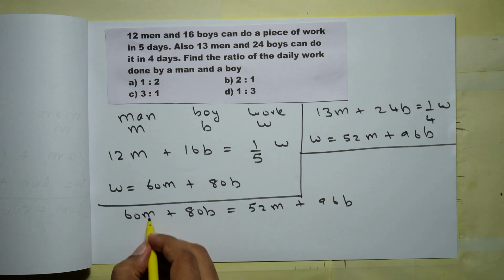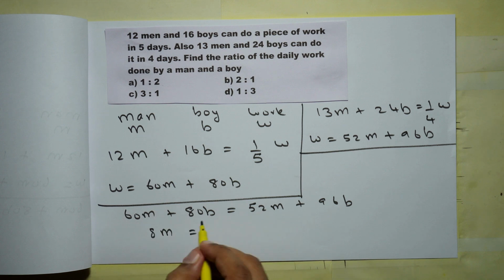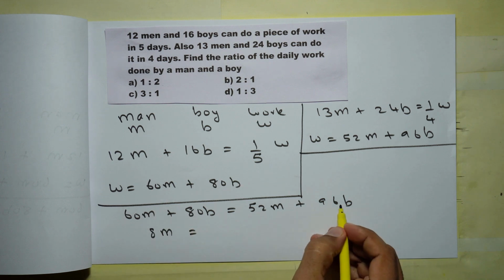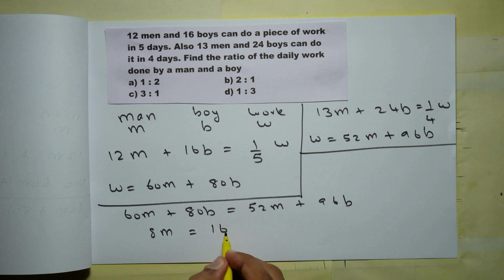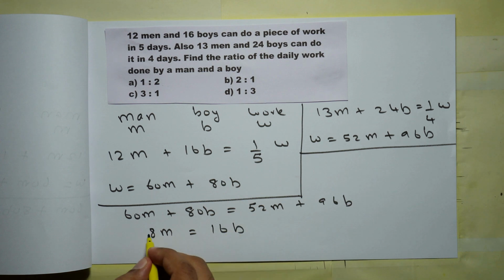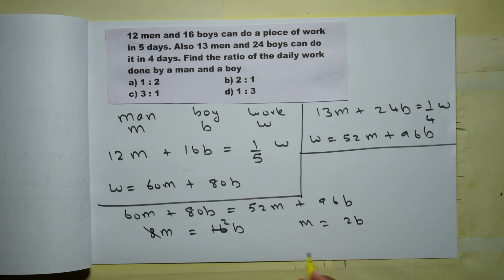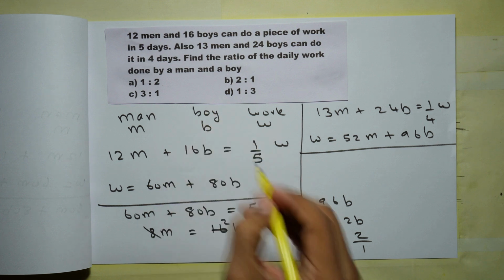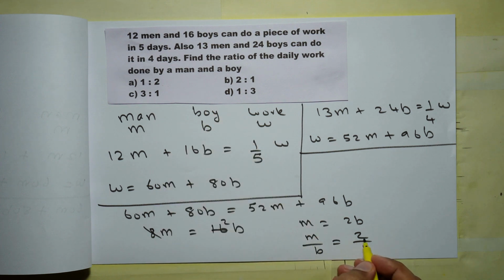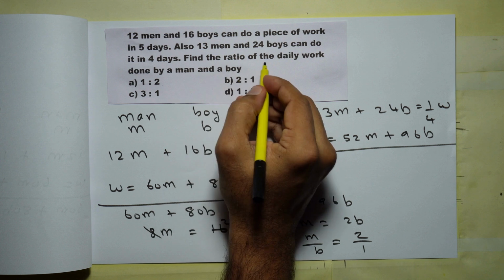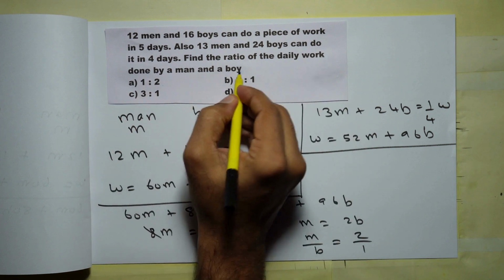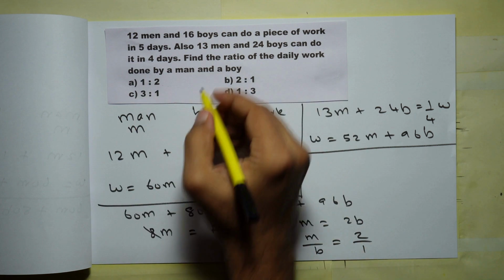I'll bring 52M to this side, so you'll get 8M is equal to, I'll just bring 80B to this side, 96 minus 80 gives you 16B. 8 divides 2 times, so you'll get M is equal to 2B, or M by B is in the ratio 2:1. Now M is the work done by one man in 1 day, B is the work done by one boy in 1 day, and that is in the ratio 2:1. So the ratio of the daily work done by a man and a boy is 2:1, option B.